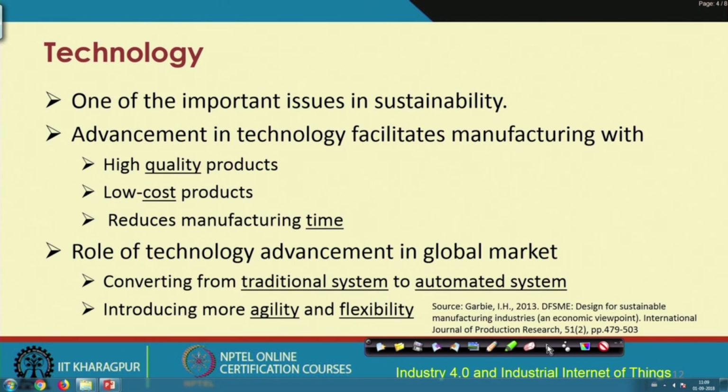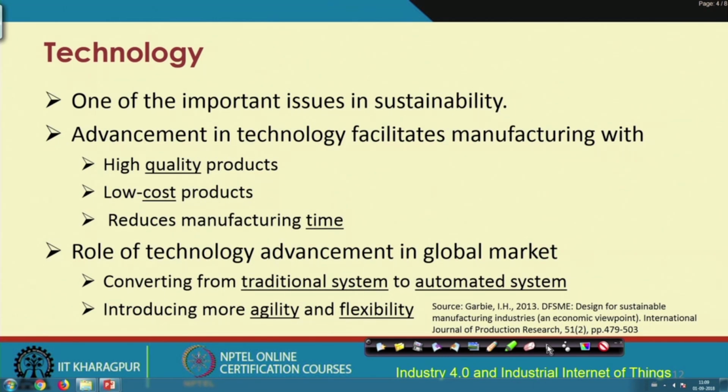Advancement in technology basically facilitates manufacturing of higher quality products, lower cost products and products which are manufactured in reduced time. So, these are very important. The quality of the product that is developed should be improved with the introduction of these newer technologies.